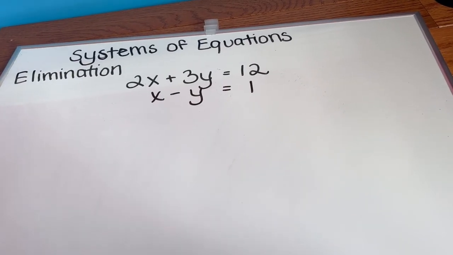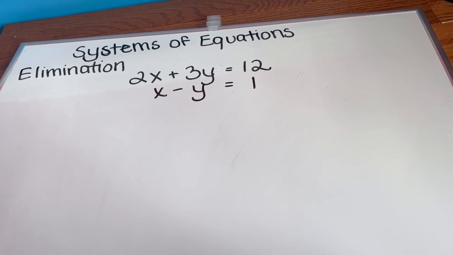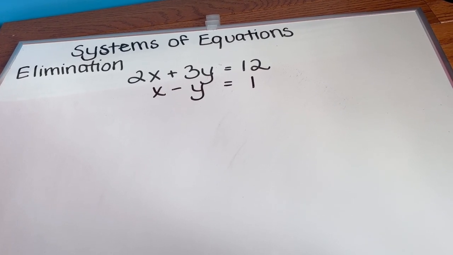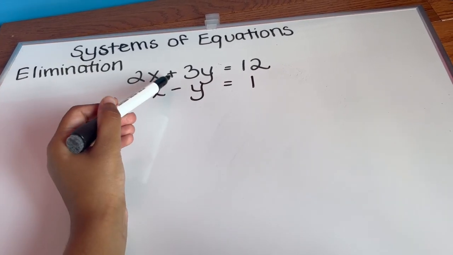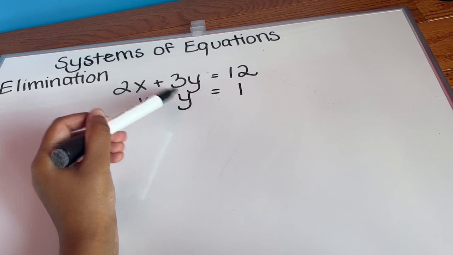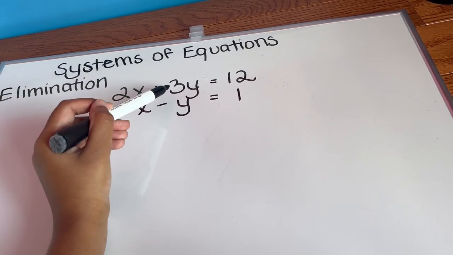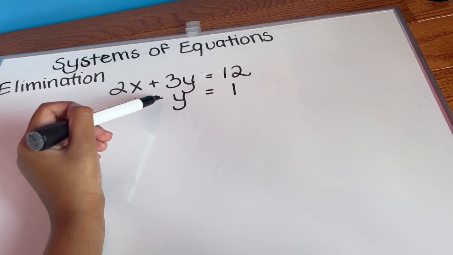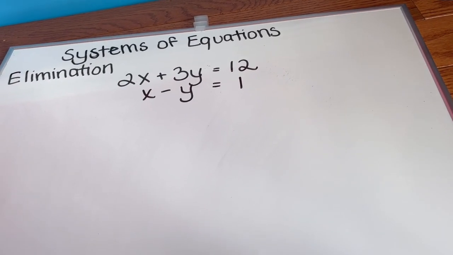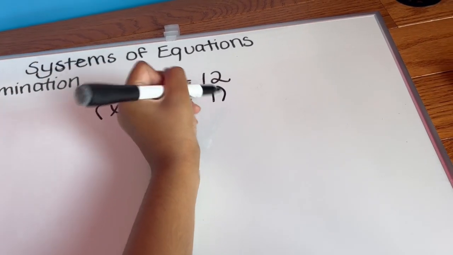Next is the elimination method. So I have two new equations. 2x plus 3y equals 12, and x minus y equals 1. So, as you can see here, we have two opposite signs for y, a minus y and a positive y. So what we want to do is we want to get these coefficients to match. So we have 3 and we have negative 1. So to get these to match, we have to multiply this whole equation by 3.